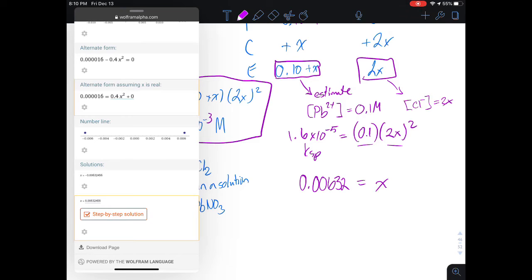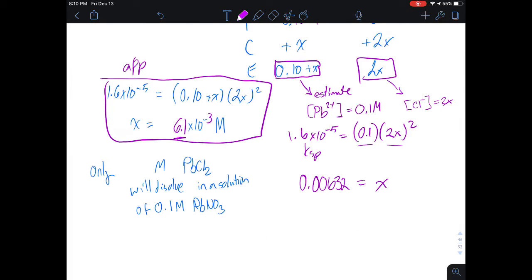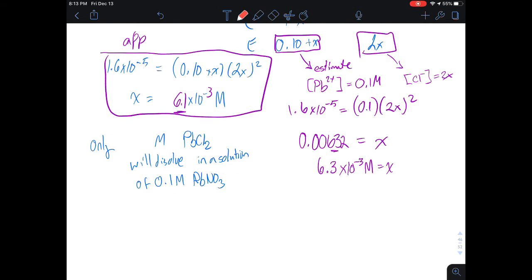0.00632 is equal to X. So let's compare that to our other value, our actual value, and we can see it's 6.1 and 6.3. Very close, probably not worth worrying about. The good thing about this estimate is I could have even done this by hand if I had to. So the real conclusion here is that we get about 6 times 10 to the negative 3 moles per liter of lead chloride that dissolve aqueous here, if the solution already has 0.1 molar lead nitrate.